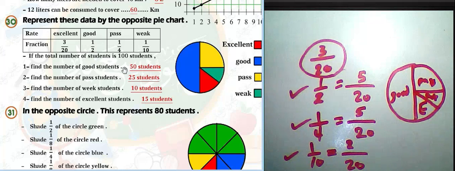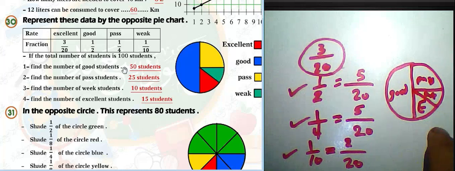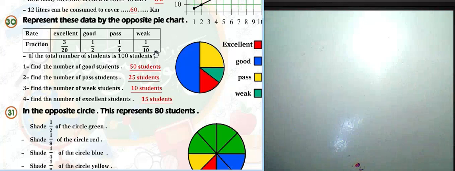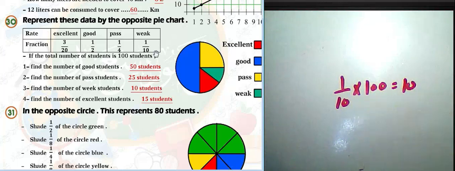And what is the number of pass students? It means 1 over 4, a fourth pass. Okay, a fourth of 100 equals 25. And what about weak students? It will be 1 over 10 multiplied by the total number. 1 over 10 multiplied by 100, it will be 10 students.